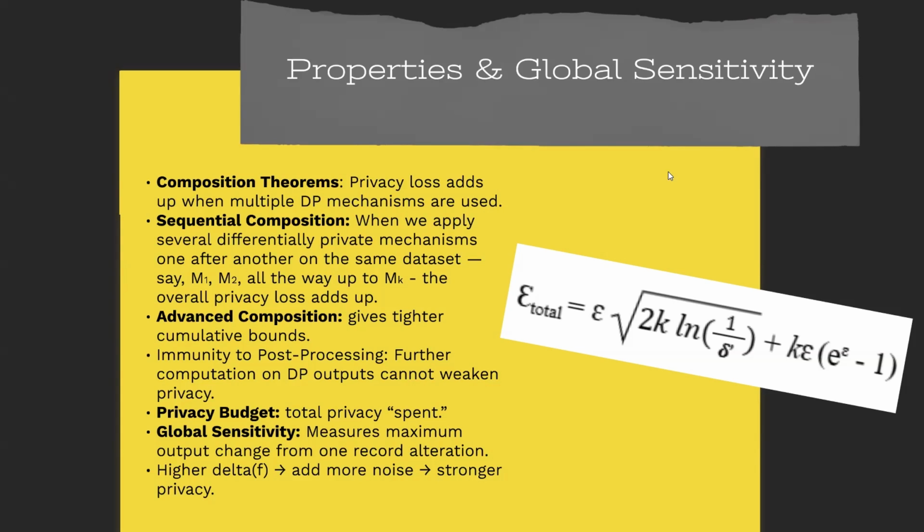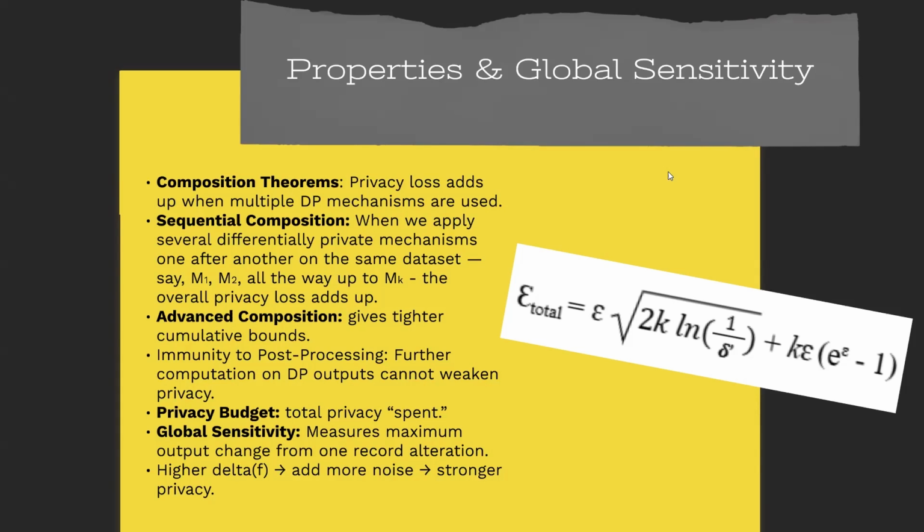It explains how privacy behaves when multiple differentially private algorithms are used on the same dataset. There are two main types of composition. The first one is sequential composition. When we apply several differentially private mechanisms one after another on the same dataset, say M1 and M2 all the way up to MK, the overall privacy loss adds up.